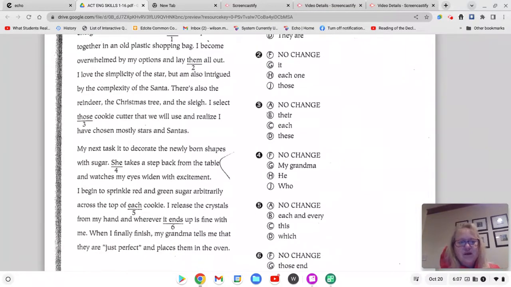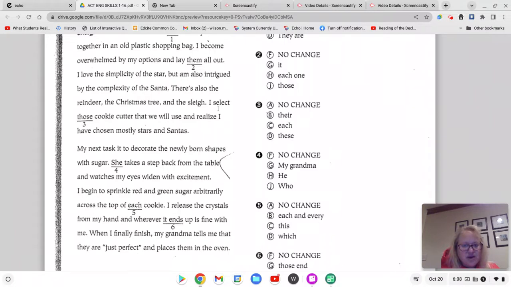Number 2, I became overwhelmed by my options and lay them all out. What are we laying out? We have to figure that out. We're laying out the options. Options are plural, them is plural. And if you look over here, it and each one are singular, so those would not be correct. Those is plural, but on the ACT, if the answer's there, they don't want you to go change it. They want you to give the shortest correct answer. Also, they and lay those all out doesn't sound correct. So it's just lay them all out.